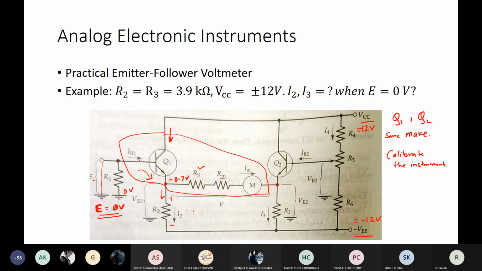Minus 0.7 plus VE. So that is 11.3 volts, isn't it? Yes, sir. Right. So you can calculate the current I2, which is asked to you here to calculate in this example.